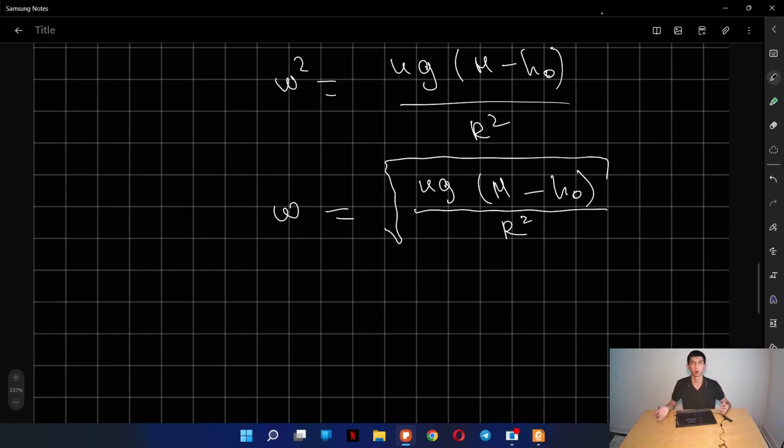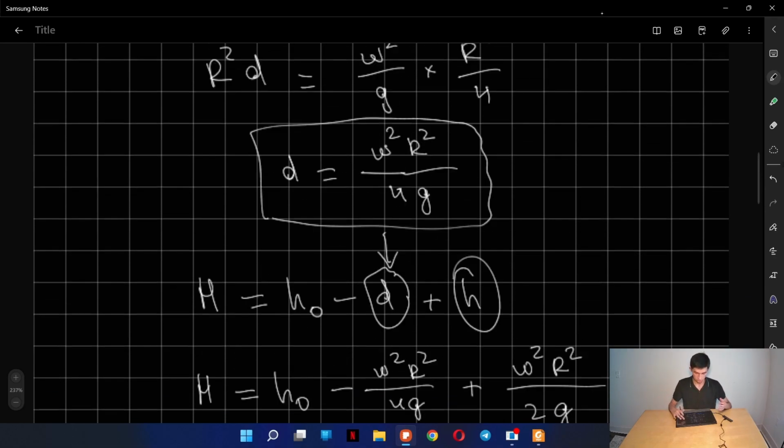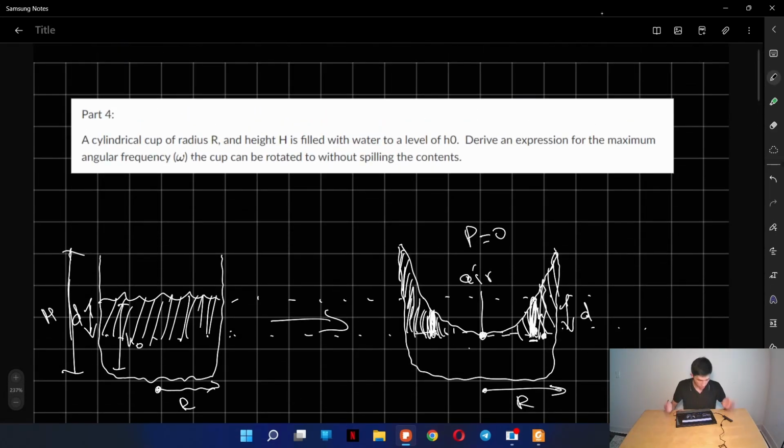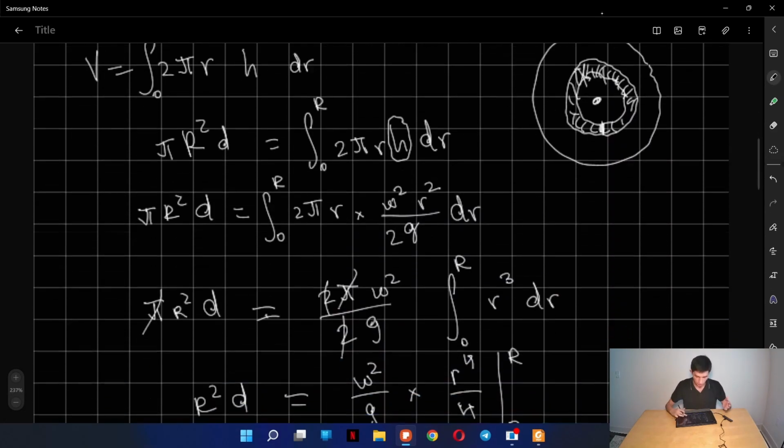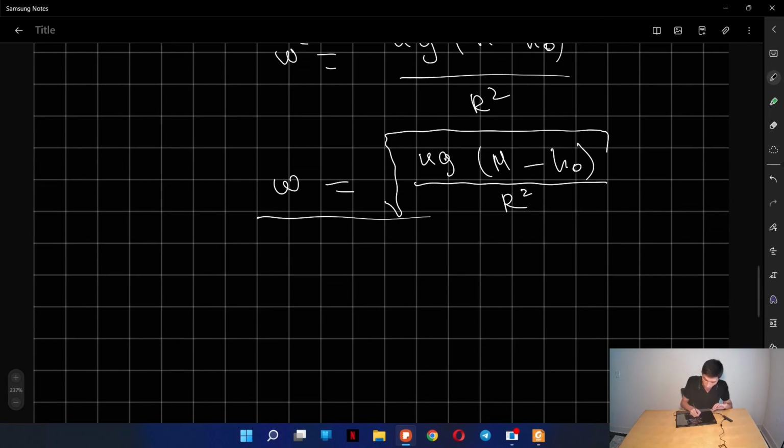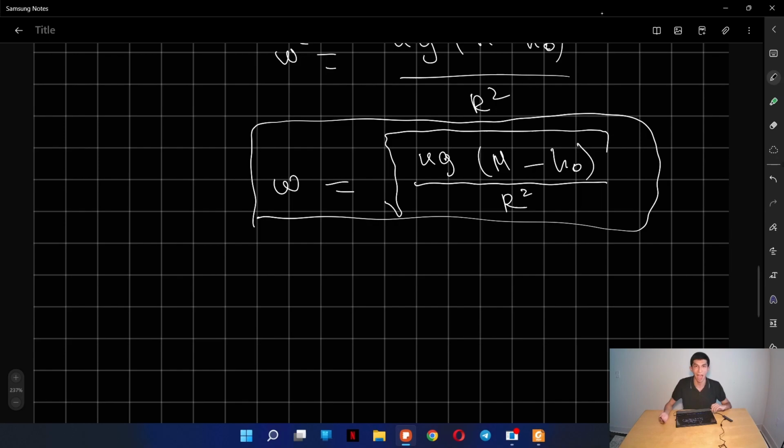So this is how we can model a cylindrical cup that is being rotated, and this equation represents the maximum angular frequency we can have so that we do not spill any of the contents.